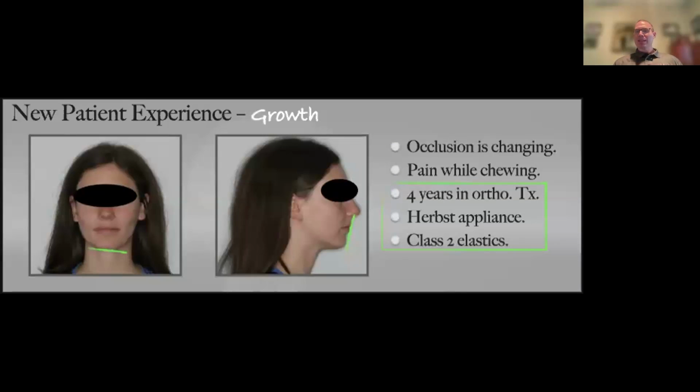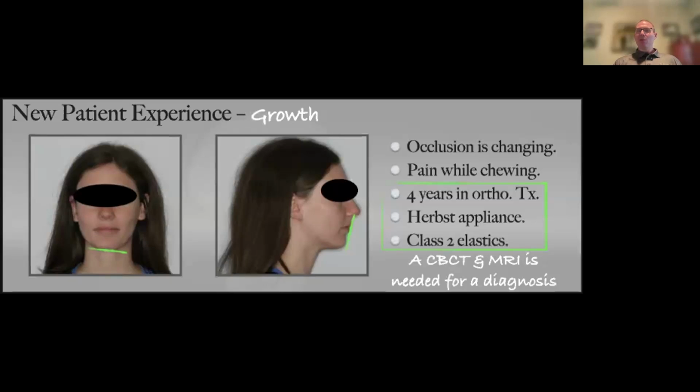What the Herbst did in Kara's case is that because the mandible had the inability to grow, it actually held back the maxilla from growing, and there was retraction of both arches. So before treatment, she needed a cone beam CT and an MRI to get a proper diagnosis.